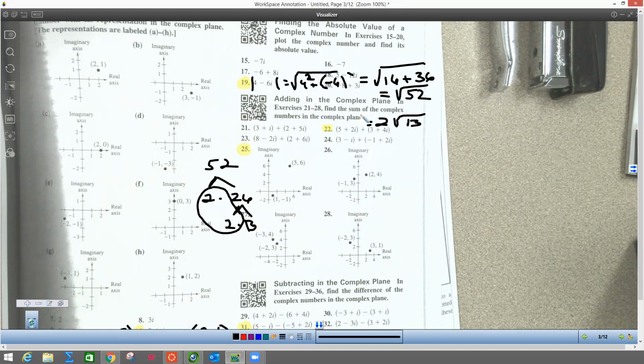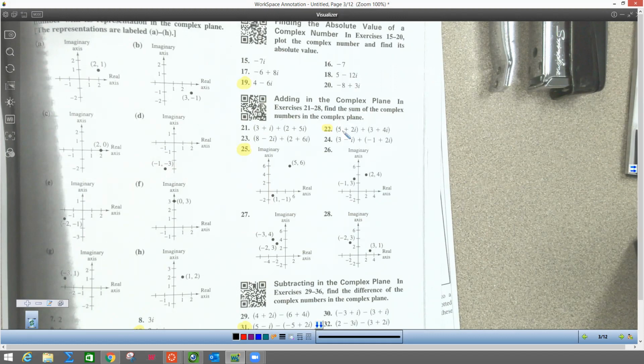Then this part down here says adding, and I guess this is all adding like terms. So how am I going to add 3 plus i plus 2 plus 5i? What am I going to do? These are two imaginary numbers right here. Oops, we're going to do 22 here. 5 plus 2i plus 3 plus 4i. Anybody know what we're going to do?